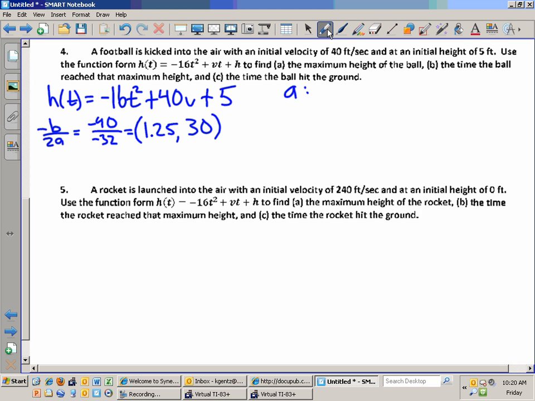Is that what other people got? I'll come check your calculator later. I think that 30 should be, yeah, 30 is good. So the first question, A, says the maximum height. If this is our vertex, what's the maximum height? 30. Question B says, what's the time that the ball reached the maximum height? 1.25 seconds.